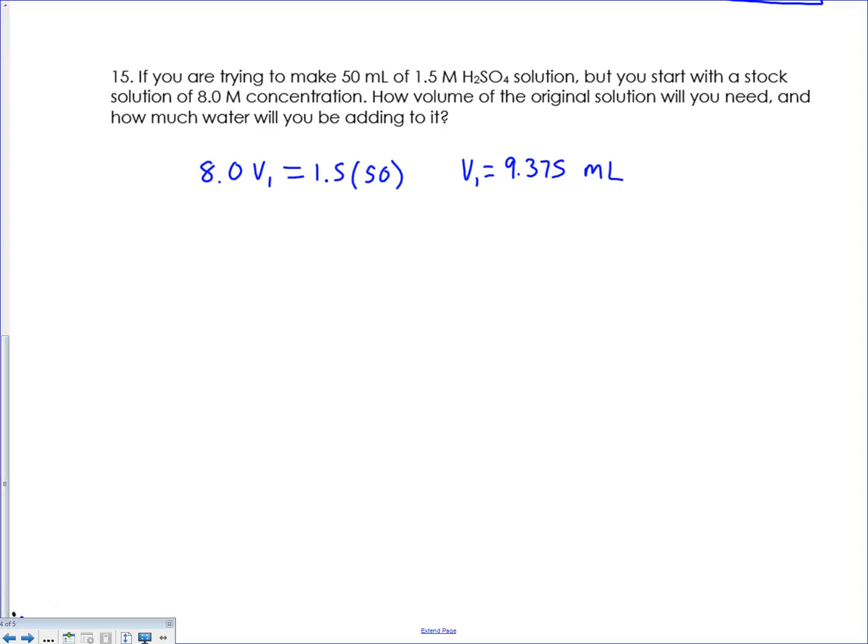To figure out how much water you're adding, we have to do 50, that's the total volume of the solution in the end, minus our original volume, 9.375. And you get 40.625 milliliters of water added.